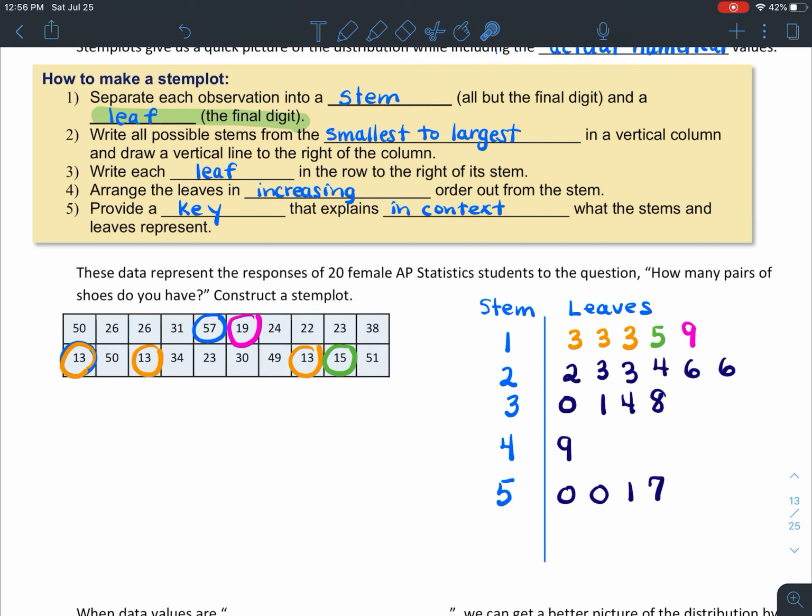Now here's the advantage of this. If you were to turn your paper sideways, it almost has a dot plot feel to it, where you could turn your paper sideways and draw that curve over top and get a sense that maybe it's roughly symmetrical there.